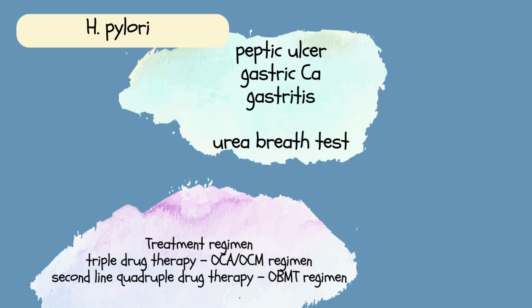If urea breath test becomes positive, that means it was resistant to the first regimen. Then the urea breath test is repeated after 1 month, and if again that is positive, it means they have not responded to the regimen. So we go for the second line quadruple drug therapy with OBMT regimen. Again, omeprazole, bismuth subsalicylate, metronidazole, and tetracycline. So that is the OBMT regimen, quadruple therapy, which is second line, given for again 14 days. So that is H. pylori.